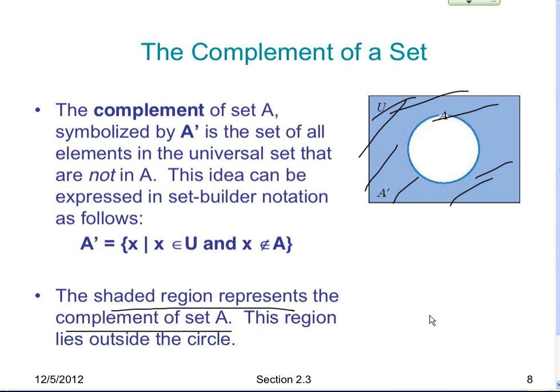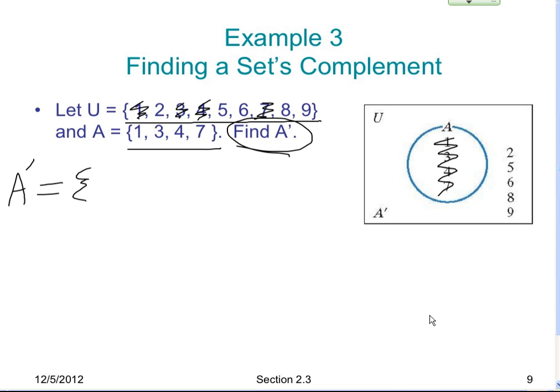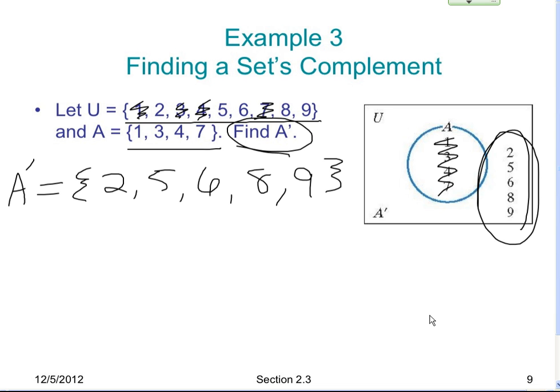Suppose the universal set is 1, 2, 3, 4, 5, 6, 7, 8, and 9. And A is 1, 3, 4, and 7. We want to find the complement. So we could ignore 1, 3, 4, and 7. We want anything that's outside of 1, 3, 4, and 7. So the complement, A with a little apostrophe, would be anything that's left over. So we have 2, 5, 6, 8, and 9. And in a Venn diagram, that would be this stuff right there.